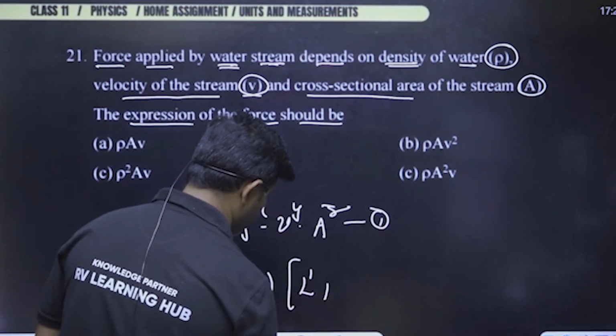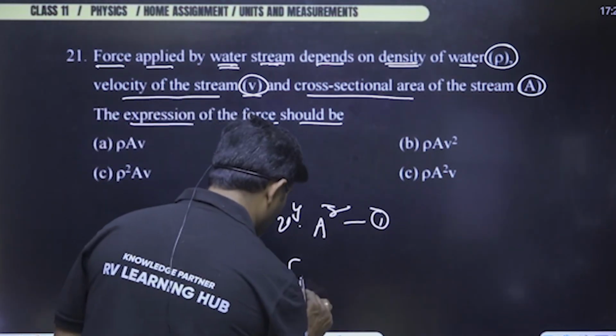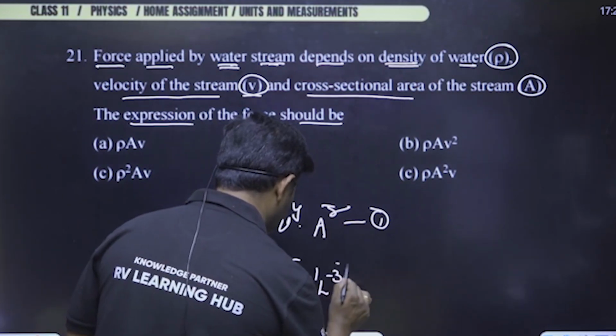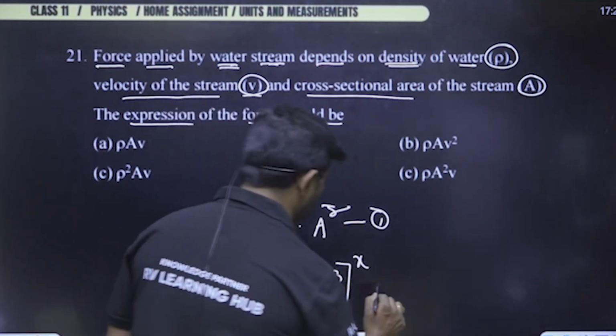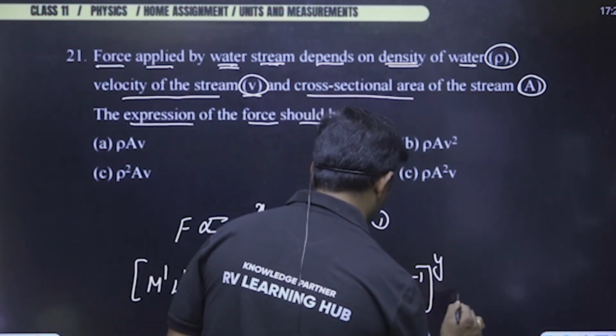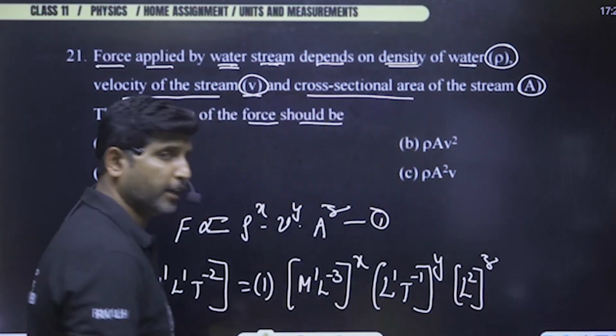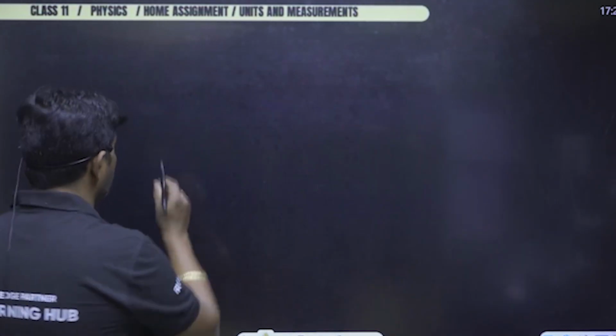We can say mass per unit volume is M to the power 1 L to the power minus 3, whole to the power of x, and speed is L to the power 1 T to the power minus 1, whole to the power of y. Area is L to the power 2, whole to the power of z. Is it right? So just simplify this value here.